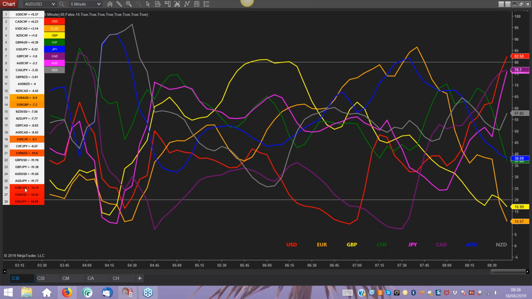You've got euro yen, euro dollar, euro CAD. Those are the strongest trends, and that reflects what's happening on the CSI. This is the selling in the euro. This is on 5, and you've got the Canadian, you've got the dollar, and you've got the yen. These are all climbing. So you're seeing strong trend there on 5.